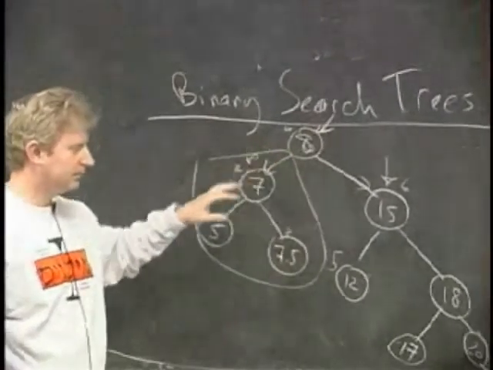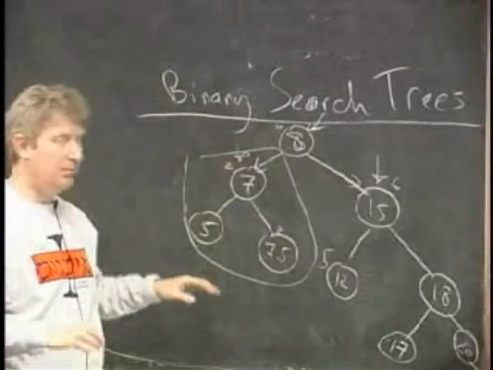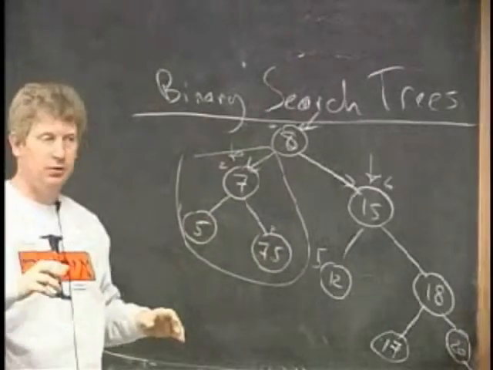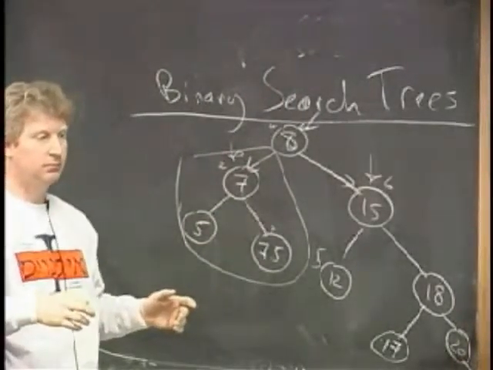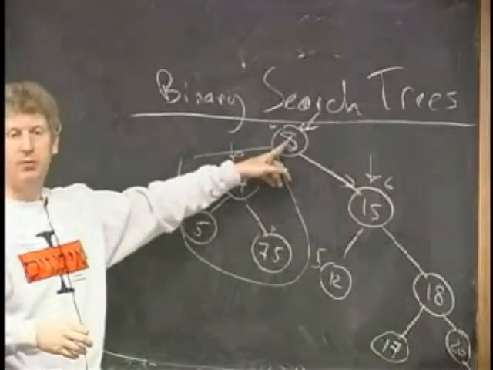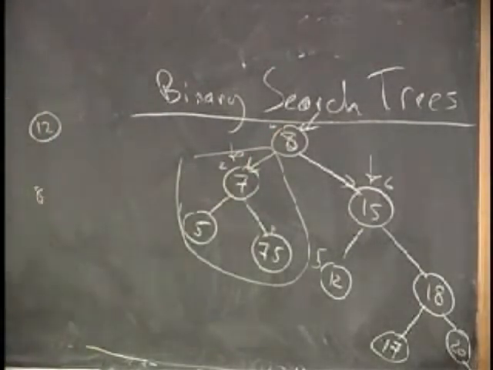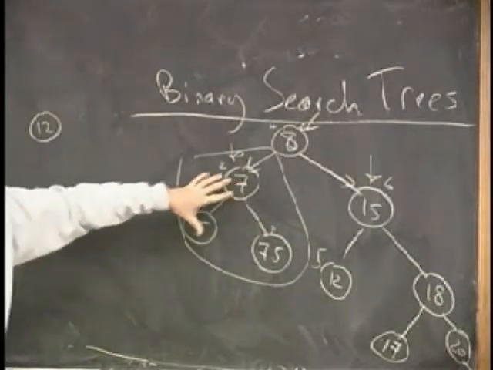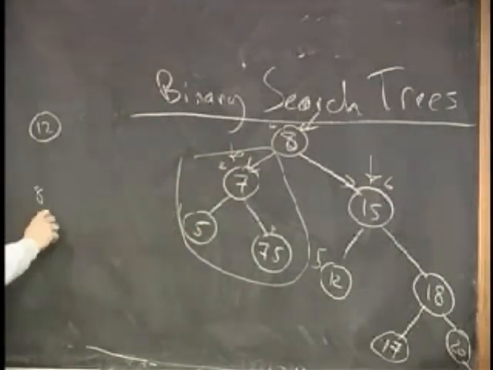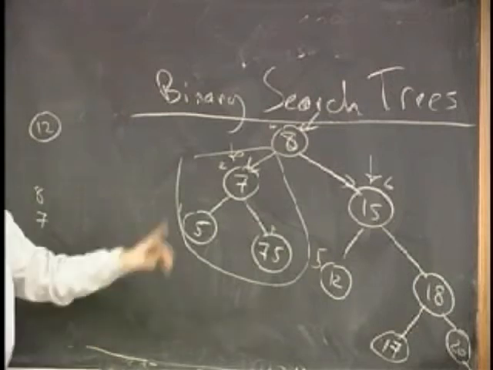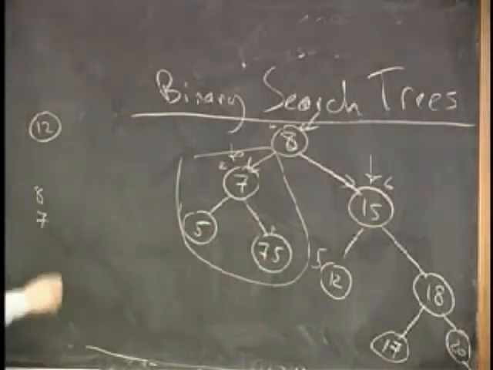Pre-order means that you first do the root, and then you do the children. So what's the order that it would print these out? Let's try to do it. First do the root. That would be 8. Then the left subtree. 7. Then the children. 5, 7.5.